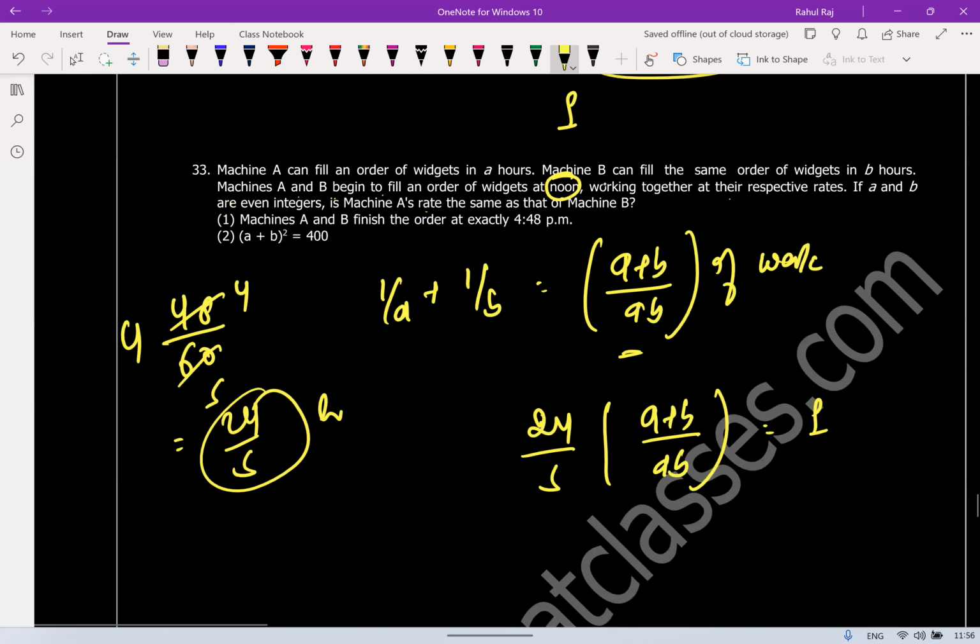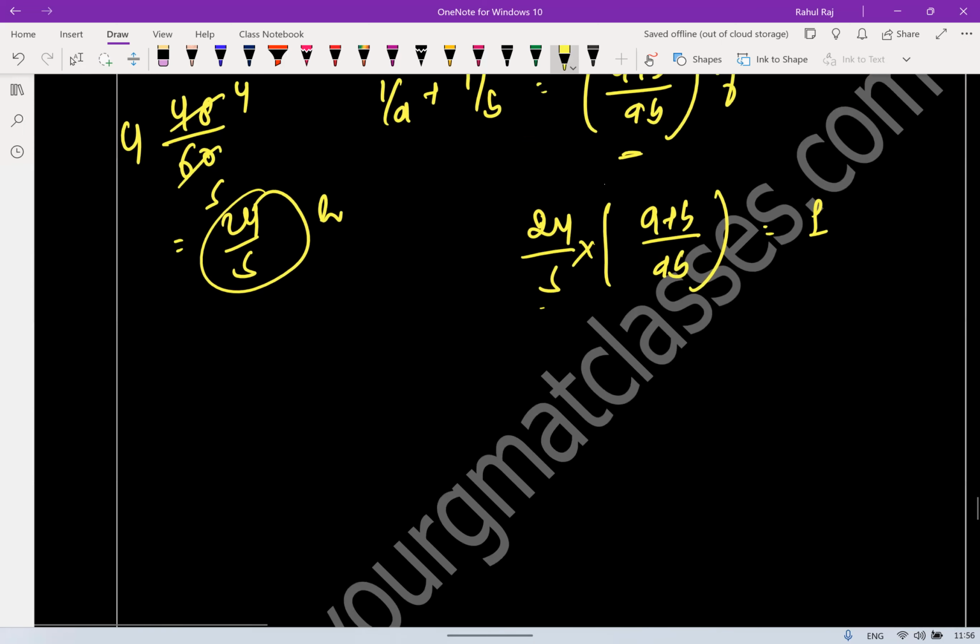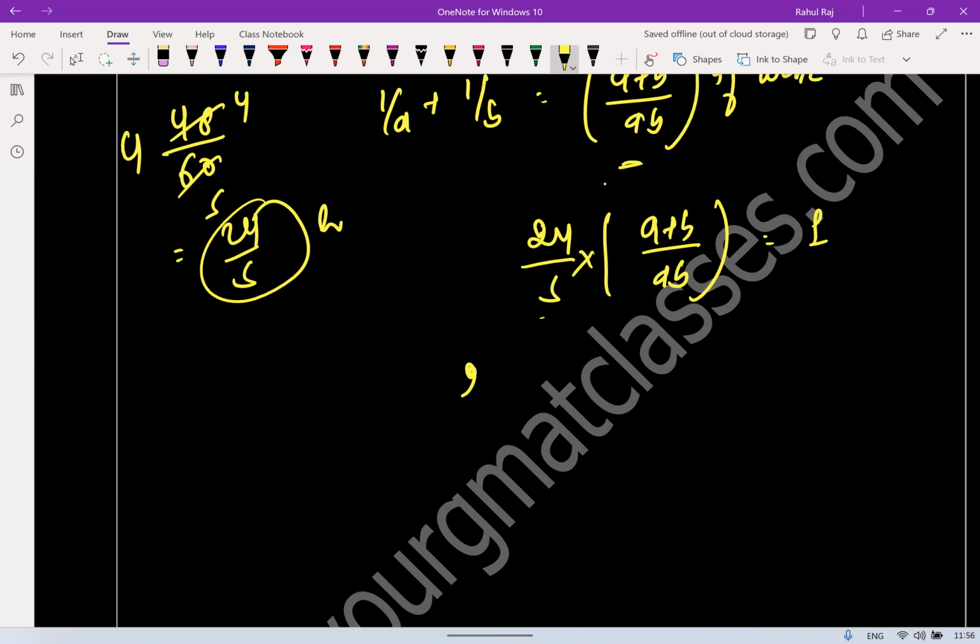I know that unit amount of work done by A and B is (A plus B) by AB. I know total amount of time they take is 24 by 5 hours. 24 by 5 hours into unit amount of work is equal to 1 work done. That's it. So this is nothing but 24 (A plus B) is equal to 5AB.